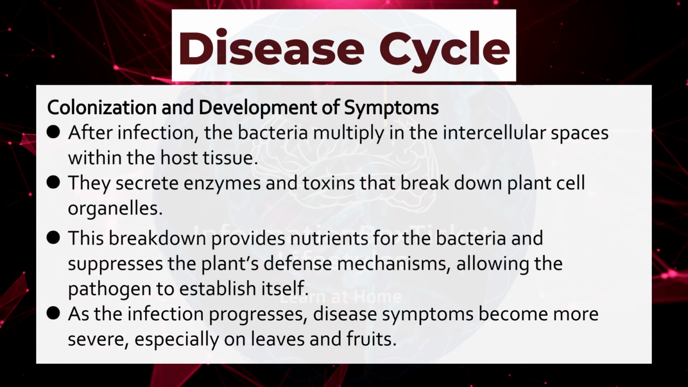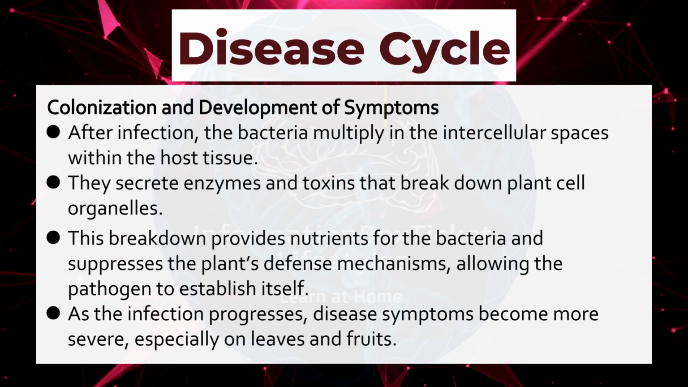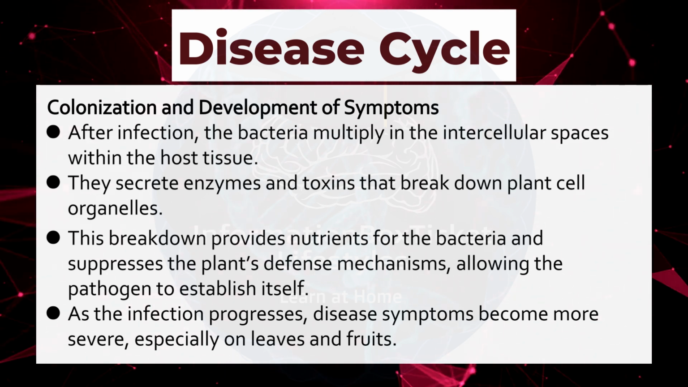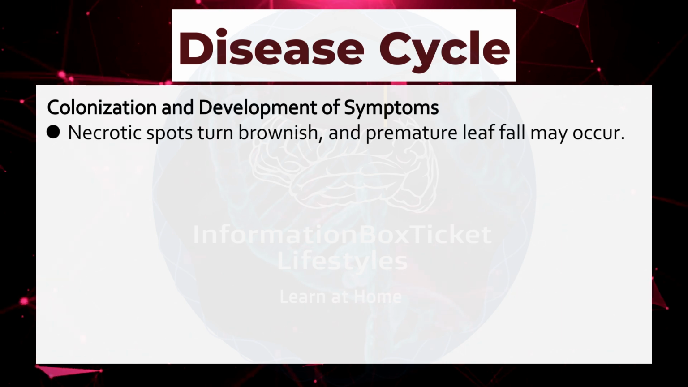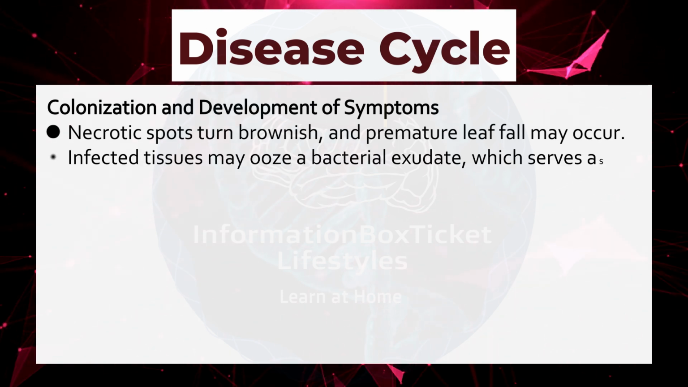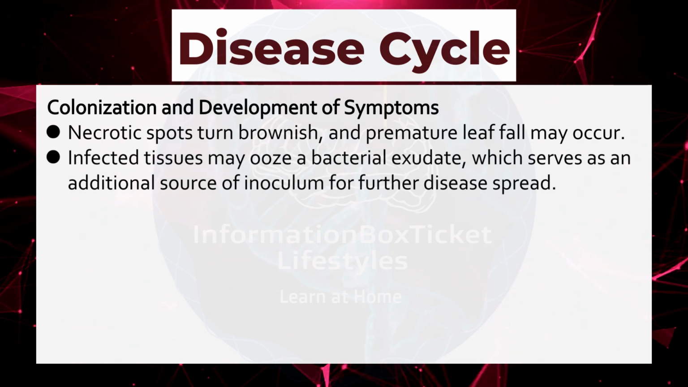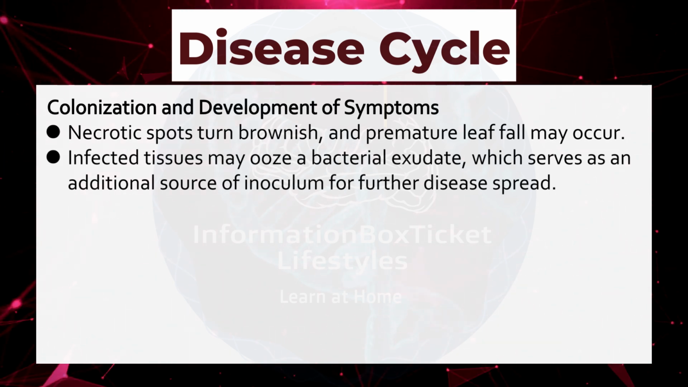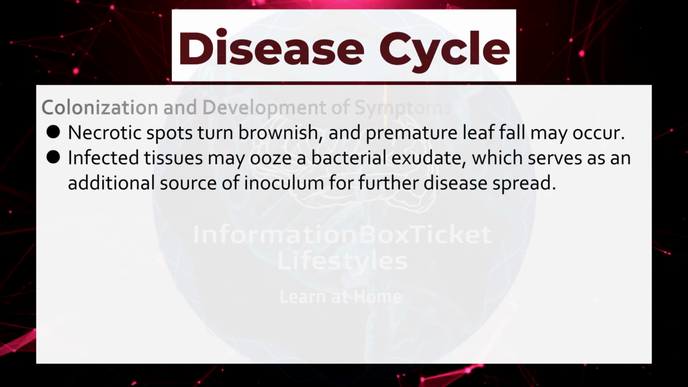As the infection progresses, disease symptoms become more severe, especially on leaves and fruits. Necrotic spots turn brownish, and premature leaf fall may occur. Infected tissues may ooze a bacterial exudate, which serves as an additional source of inoculum for further disease spread.